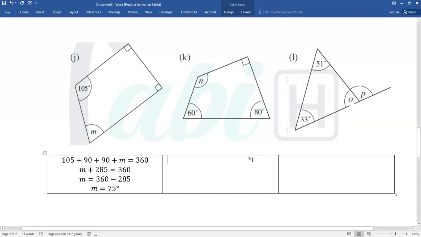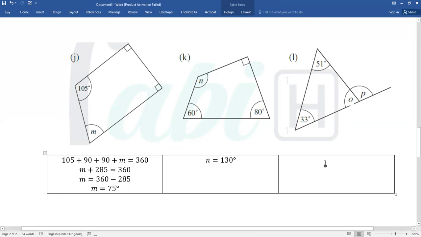Similarly, part K is very similar. You can just find N and let me know. I'll wait for your answer. N would be 130 degrees. Okay, I'm trusting you with this. Try it on your own. Now what about this one?